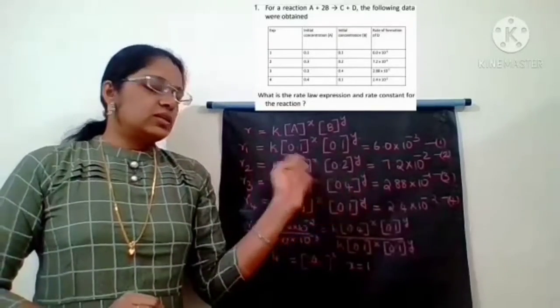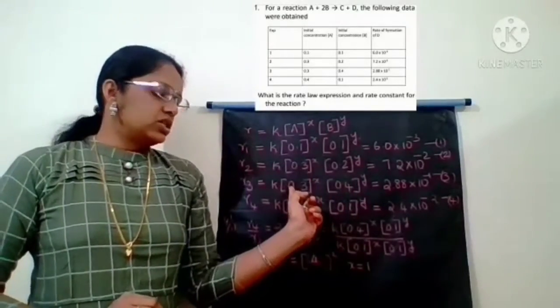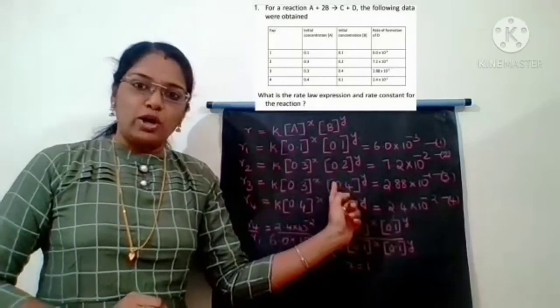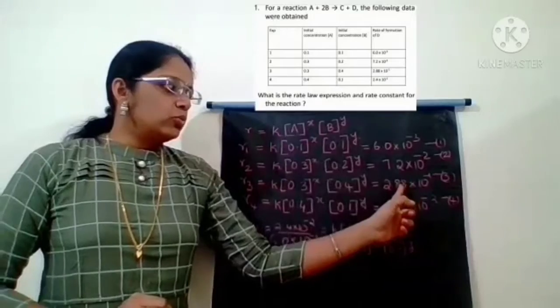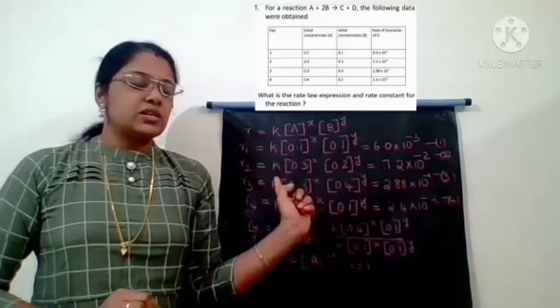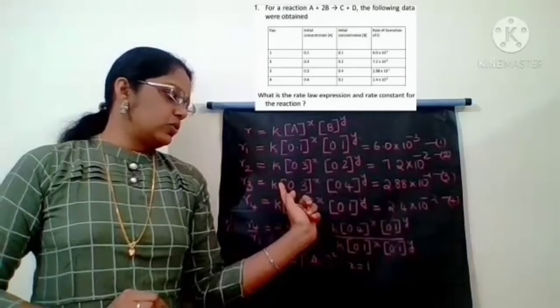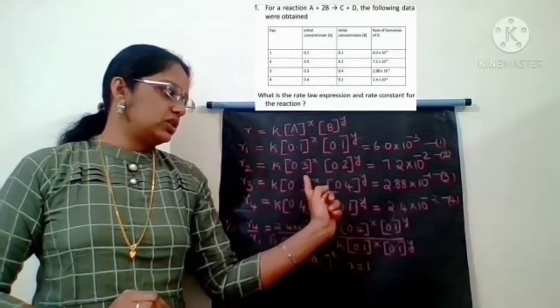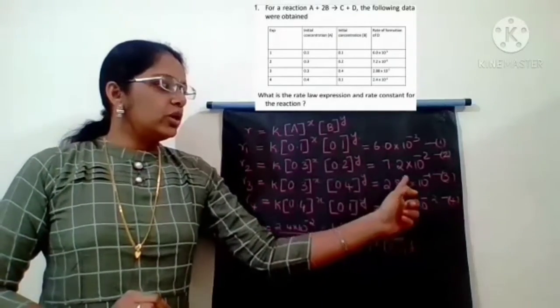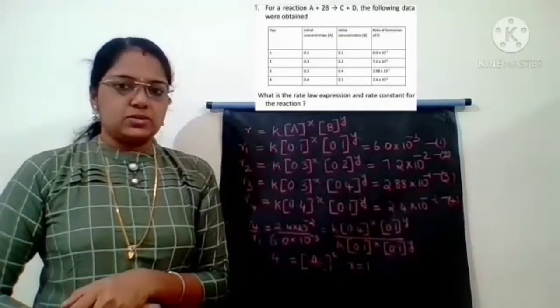Again, for the third experiment, we found that the concentration of A is taken as 0.3 and the concentration of B is taken as 0.4. Again, the rate is found to be 2.88 into 10 raised to minus 1. So we can write the general rate expression as R3 is equal to K into 0.3 raised to X into 0.4 raised to Y is equal to 2.88 into 10 raised to minus 1.